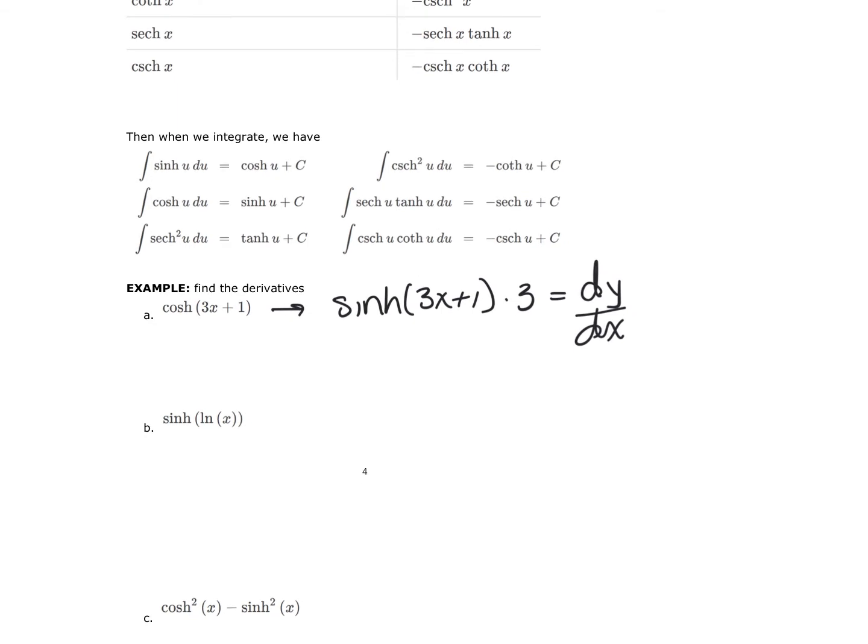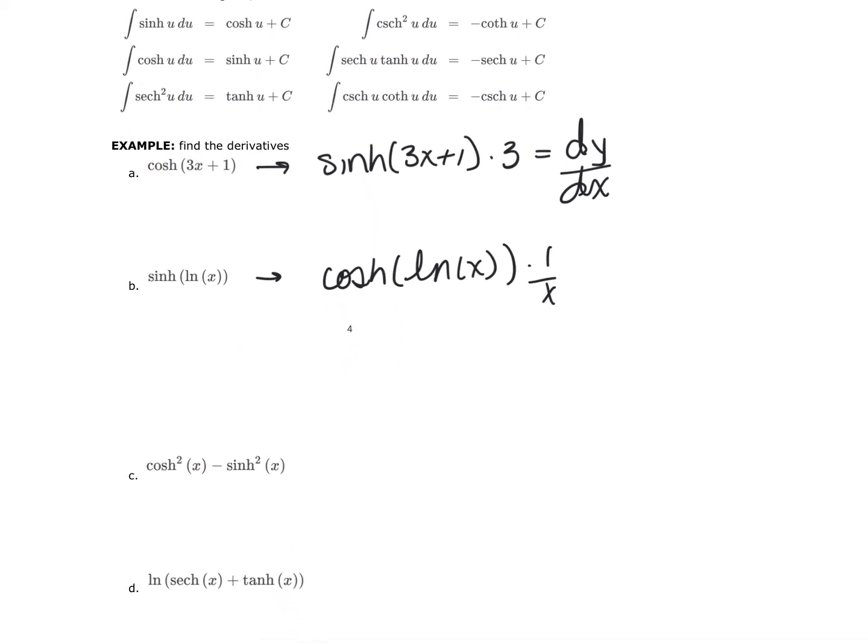Hyperbolic sine of the natural log of x, its derivative is going to be the hyperbolic cosine of that angle. It's kind of an angle, kind of not an angle, multiplied by the derivative of the inner function, which is 1 over x. So the chain rule still holds true.